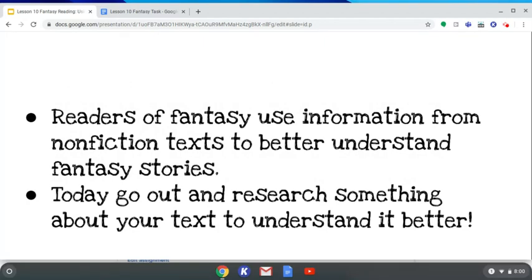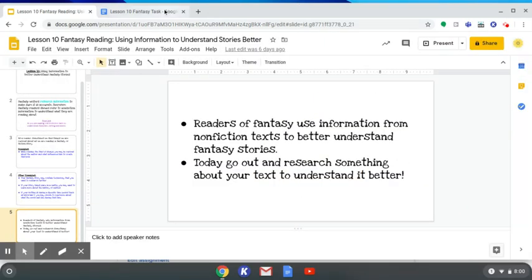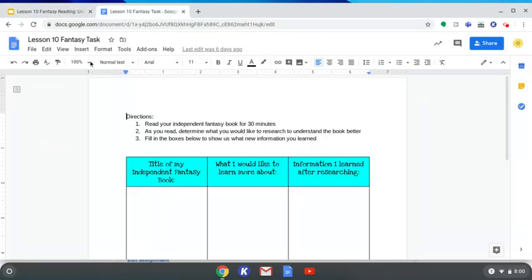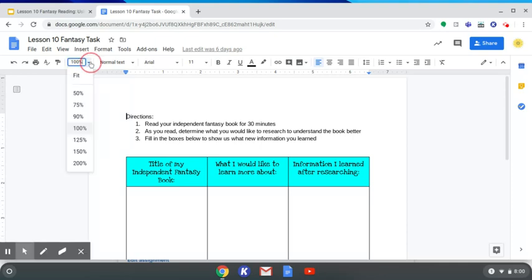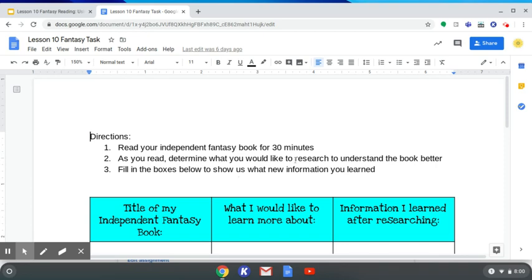So what that's going to look like for you today: after you read your independent book, you are going to open up your fantasy task for today. Let's go over the directions. Read your independent fantasy book for 30 minutes. Of course, you could read longer if you'd like. As you read, determine what you would like to research to understand the book better. I know a lot of you are reading the Warrior series, so maybe there's mention of cats in the book, like specific species that you want to learn more about.